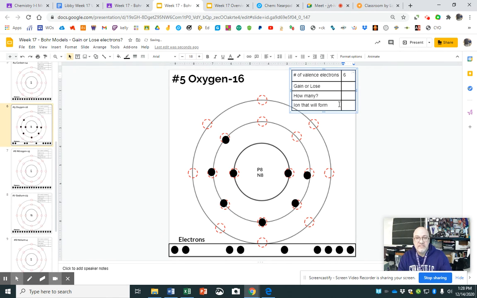All right, that's 5, 6, or 7. If it has 5, 6, or 7, it's going to gain enough electrons to get 8. So it's going to gain electrons, and how many does it need to get 8? It's going to need 2. So it needs 1 here and 1 there. That's 2. Electrons are negative, so this is -2. That's how you do this.